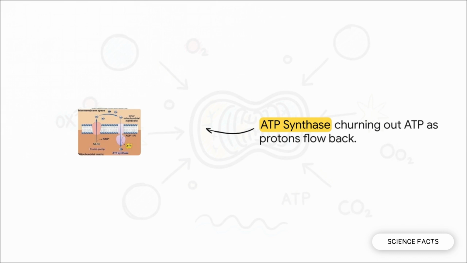Enter ATP synthase. Because we built up that massive proton pressure, those protons literally rush back down through the ATP synthase structure. This causes a physical rotation of the protein. It functions exactly like a turbine spinning in a dam, just churning out massive amounts of ATP as it turns.